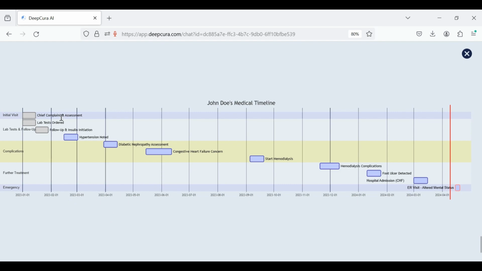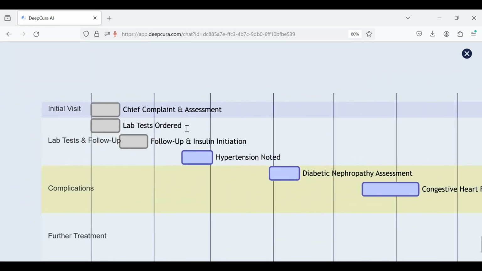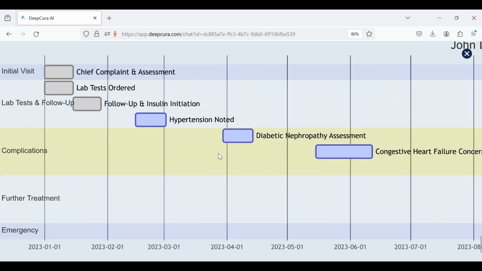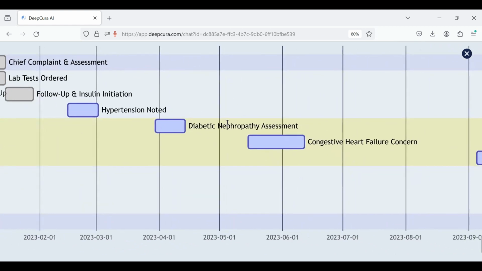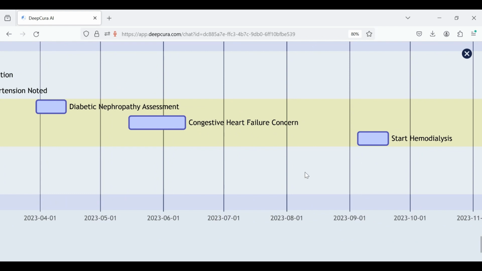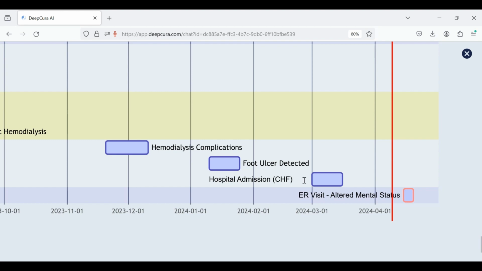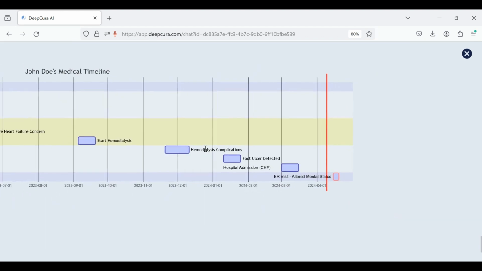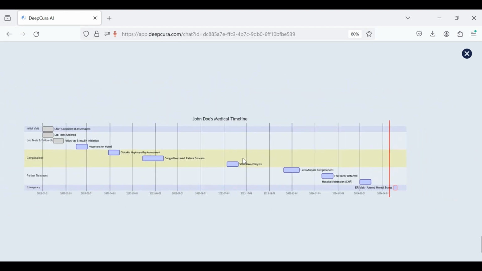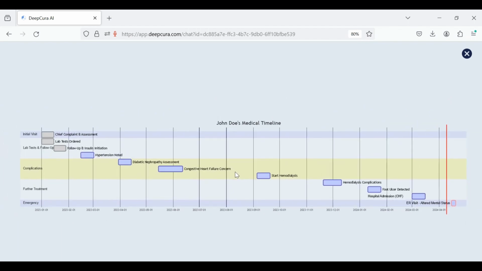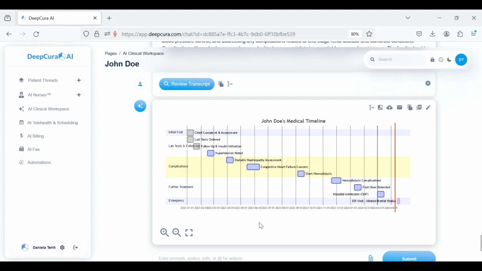So this is a series of about 10 patient visits, and we can see here the initial visit and when the hypertension was noted, when insulin was initiated, the assessments for diabetic nephropathy, then when there was a concern for congestive heart failure, when hemodialysis started, when there were complications from it. And then here the ER, finishing with the ER visit and an altered mental status, where he was finally diagnosed with uremic encephalopathy. So as you can see here, it gives you a nice timeline that allows you to visually see the patient's records. And like I said before, it can come up with different types of Gantt charts, or not types, but it can structure them a bit differently.